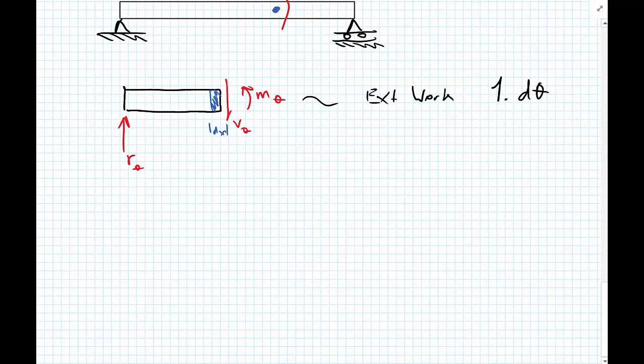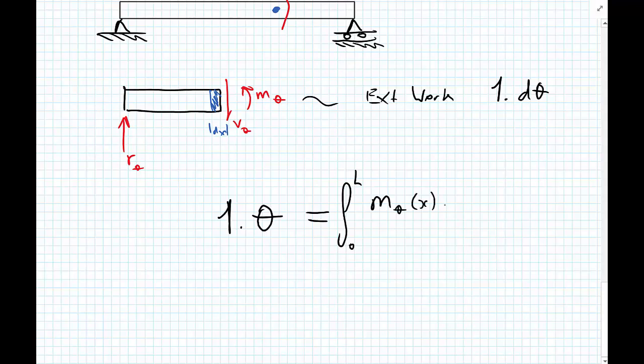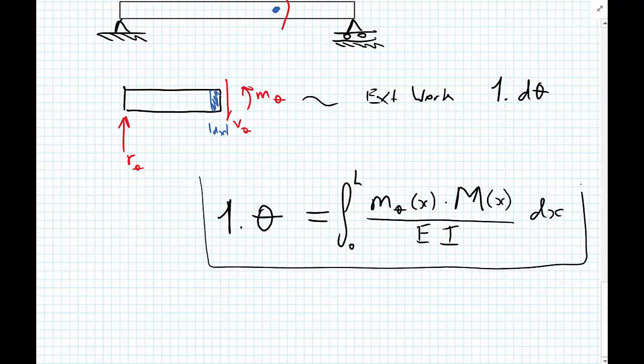So we finally would get, when we equate internal work and external work together, a formula: 1 dot theta is equal to the integral over the entire length of the beam of the function m theta, which varies with x, multiplied by the real bending moment function from the real loading on the beam, which again is a function of x, and divided by the material properties and the geometric properties of the beam, EI, and integrated over dx. And we're going to show in the next couple of videos some examples of how to apply this method to some realistic problems.